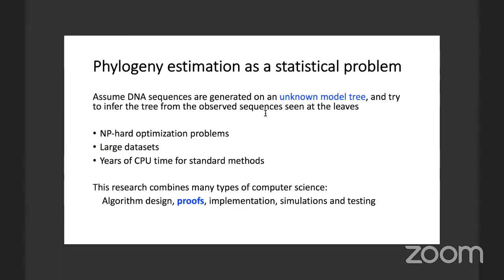The data sets can become very large. There are phylogenies with 1 million sequences or 10 million sequences. Trying to solve anything well is very challenging. Basically, you can't solve them well. And you have literally years of CPU time for standard methods that don't solve things exactly, even on just moderately sized data sets. So this is very, very computationally intensive.